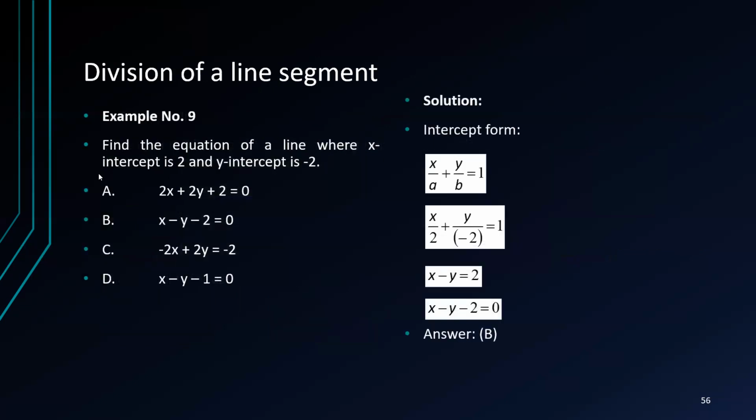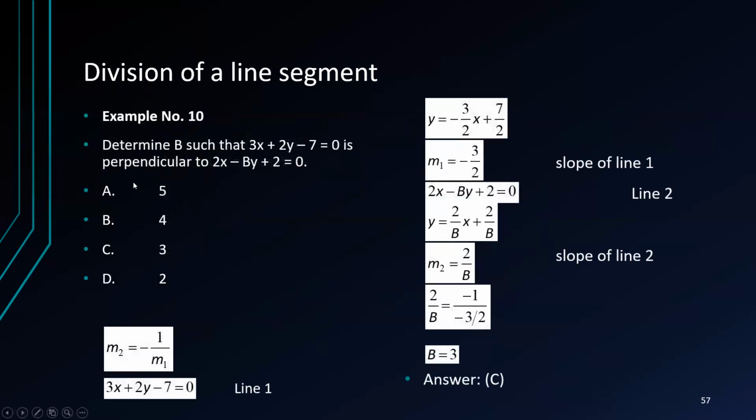Example, number 9. Division of line segment. Find the equation of a line whose x-intercept is 2 and y-intercept is negative 2. So using the intercept form, x over a plus y over b is equal to 1. So x over 2 plus y over negative 2 is 1. Therefore, x minus y is equal to 2, or x minus y minus 2 is 0. Letter B.